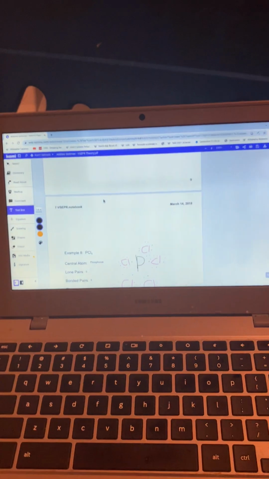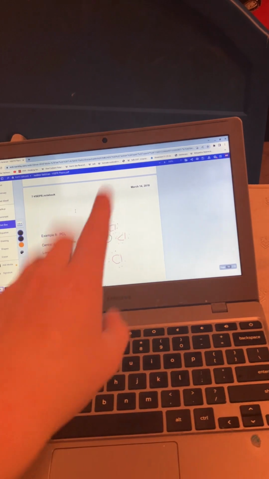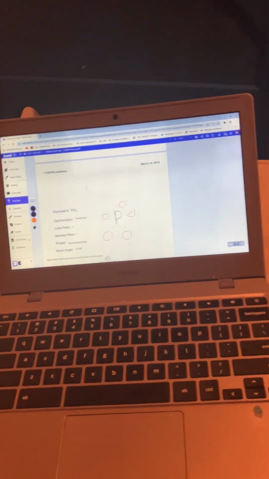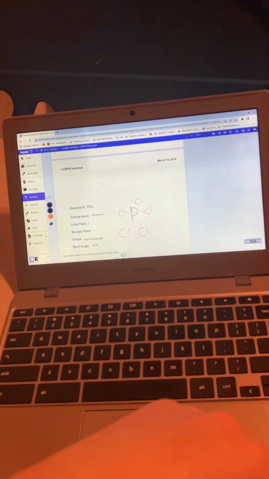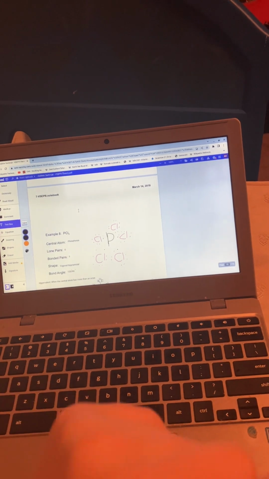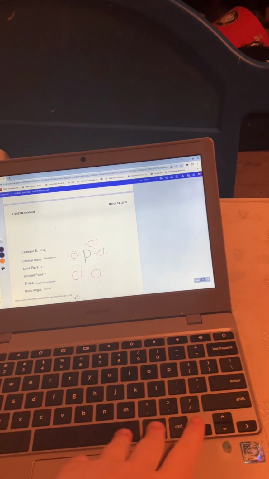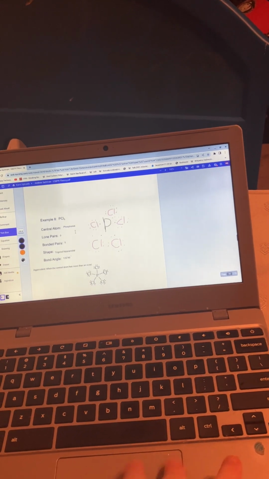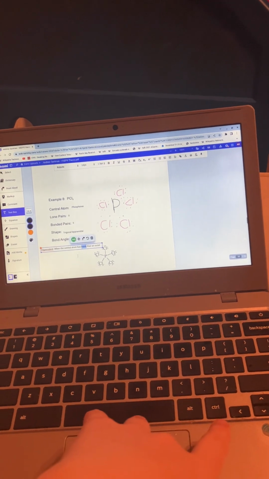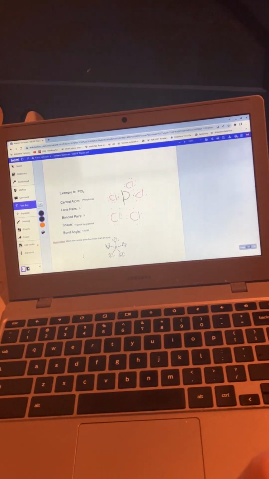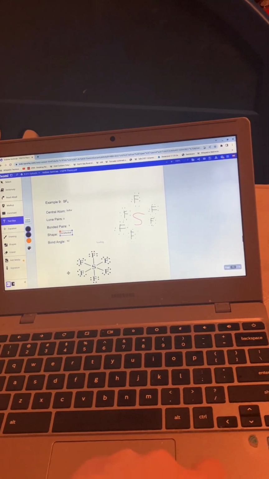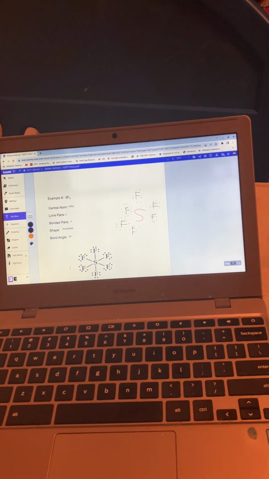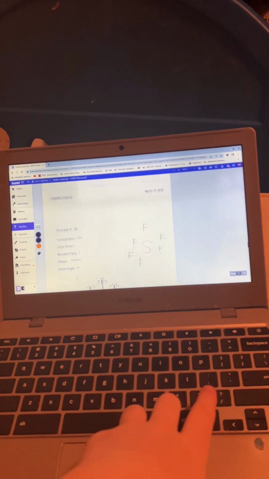Okay. Example 8. PCl5, central atom of phosphorus. There's 0 lone pairs, 5 bonded pairs. This is what we call trigonal bipyramidal, because there's kind of 2 pyramids. The bond angles are 120 and 90, and this is hypervalent. The central atom has more than an octet, or 8 electrons. And SF6, sulfur, it's got 12 electrons, another hypervalent molecule.